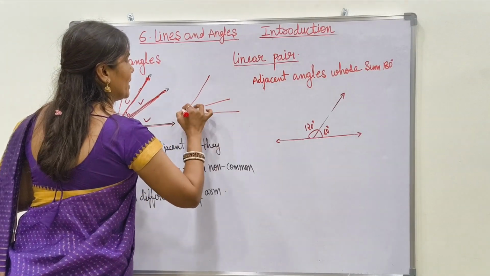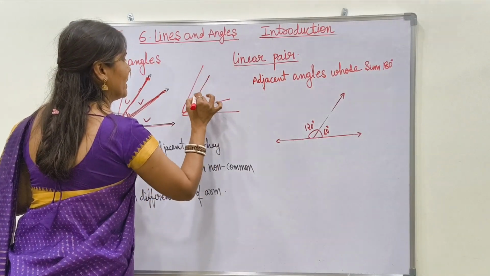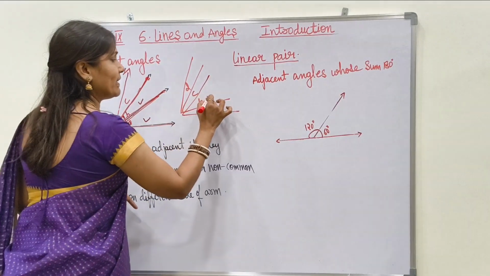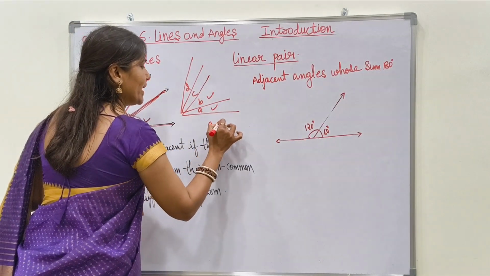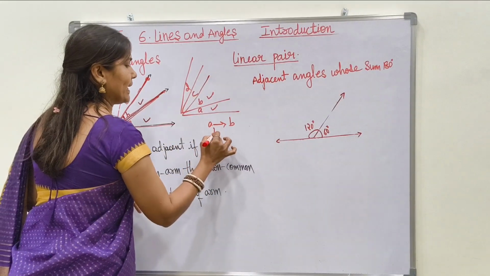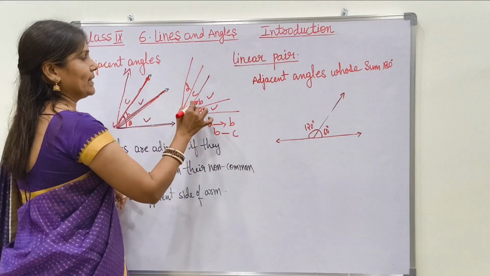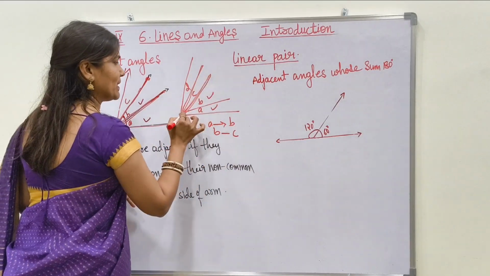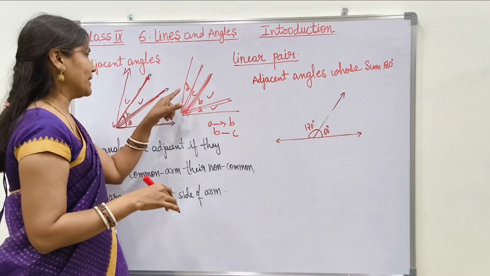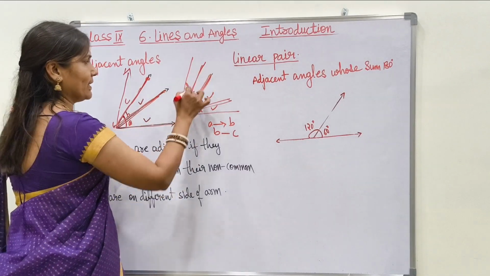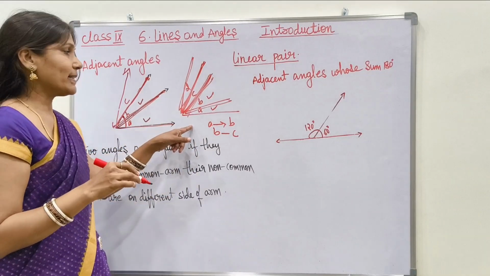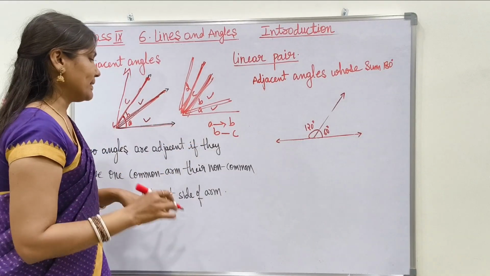Now I am taking four angles: A, B, C, and one more, D. Which ones are adjacent? A and B are adjacent angles. Next, B and C are adjacent angles, because they have a common arm in the middle. Again, C and D are also adjacent. For angles C and D, one common arm is in the middle. So this type of angles is called adjacent angles.